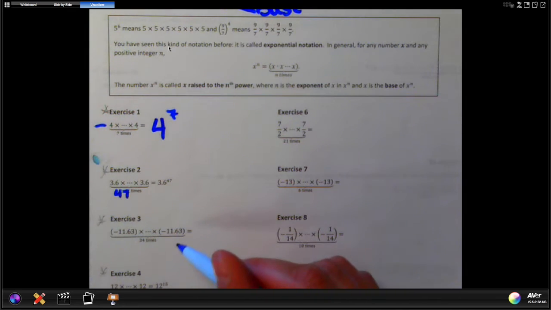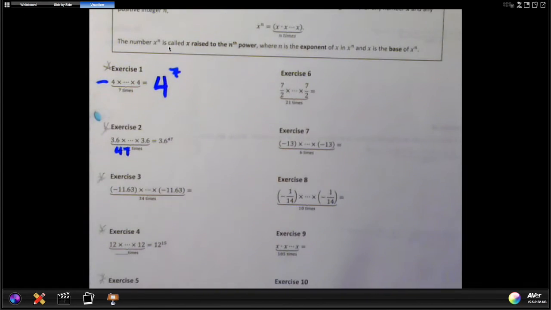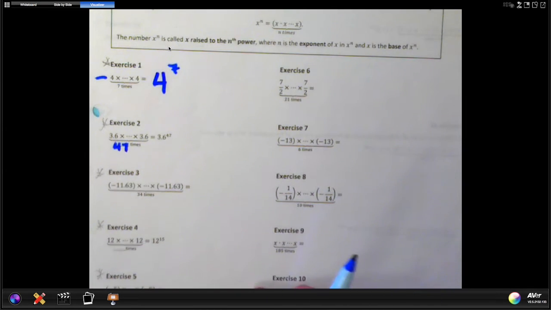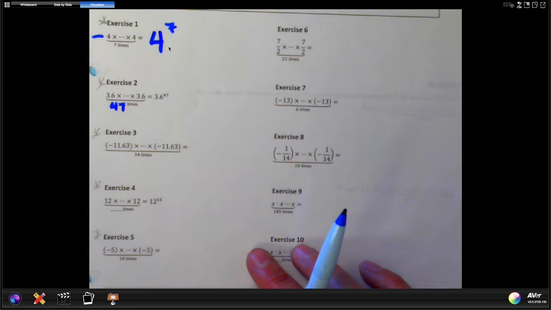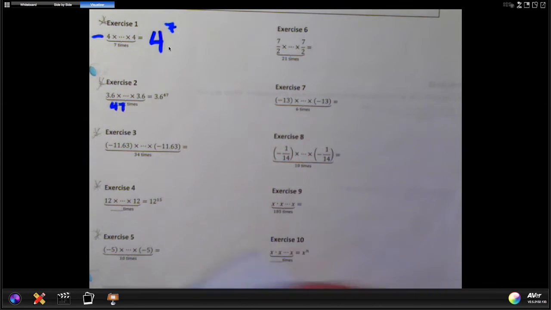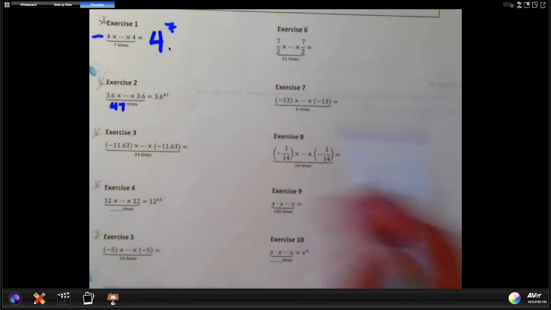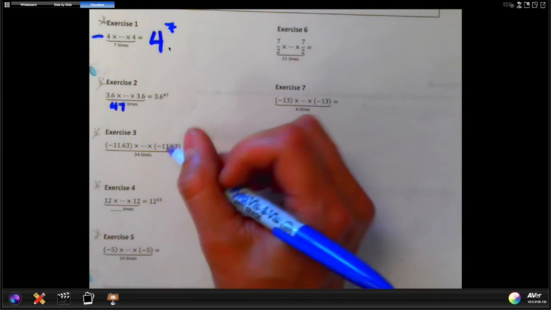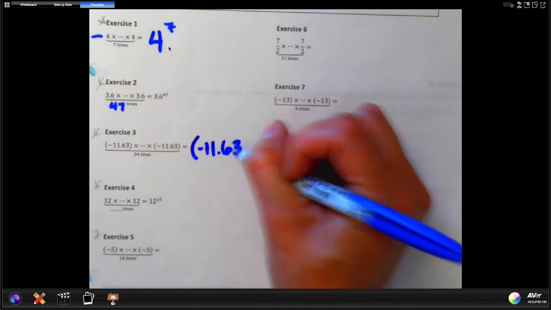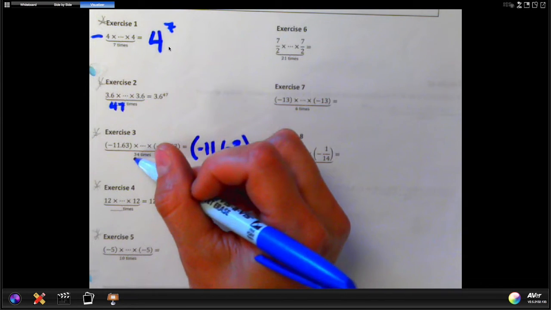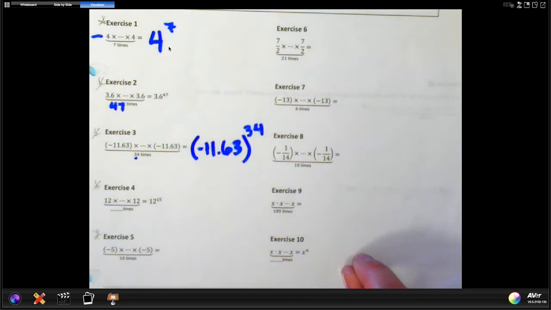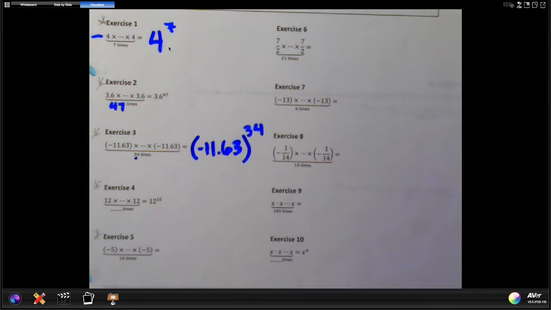As we move down the page to exercise 3, you'll notice there are now 2 things that are a little bit different, and that is that we have a negative and we also have parentheses in there. And those parentheses are going to be very important when it comes to negative numbers, just as they were important with the fraction. So we're going to leave the parentheses on our negative 11.63 as our base. And this time it says 34 times, so we will put 34 as our exponent. And that is how the basics of our exponents work.